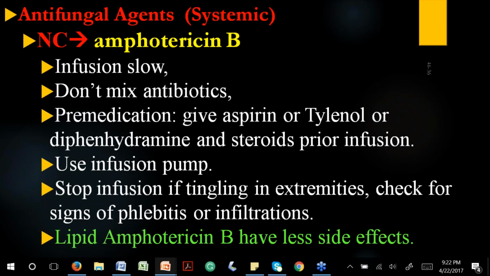Don't mix with any antibiotic because they precipitate. Pre-medication: the amphotericin side effects are going to be nausea, vomiting, and some elevation of temperature. Amphotericin can elevate the temperature. So apparently it's some fever, but it's actually the side effect of amphotericin B. If we already know the problem that is going to happen, we can pre-medicate the patient, giving aspirin or Tylenol, diphenhydramine, that is the Benadryl, and steroids if required.